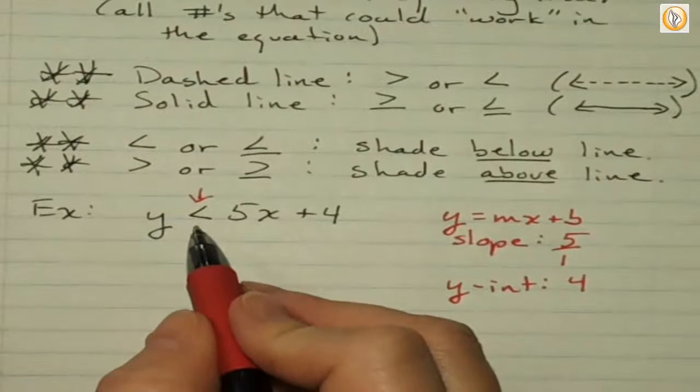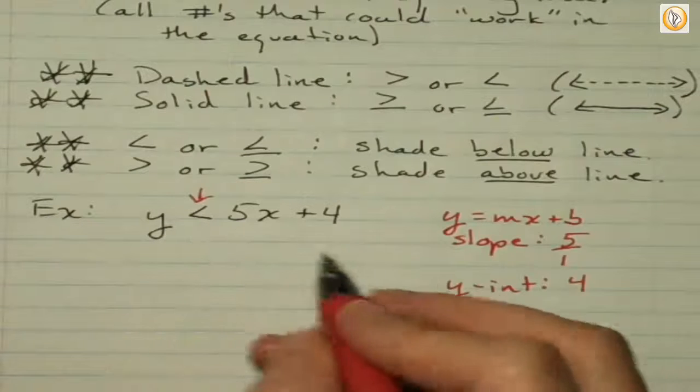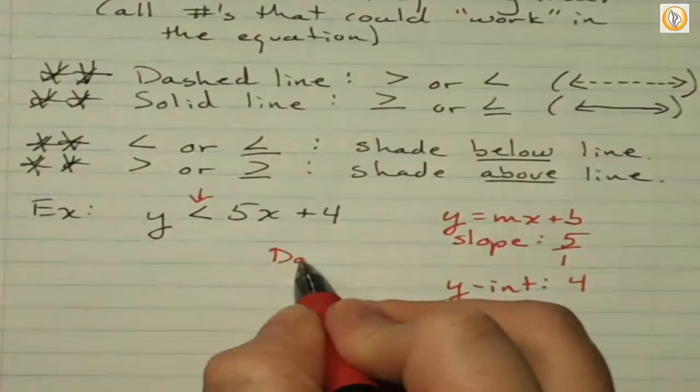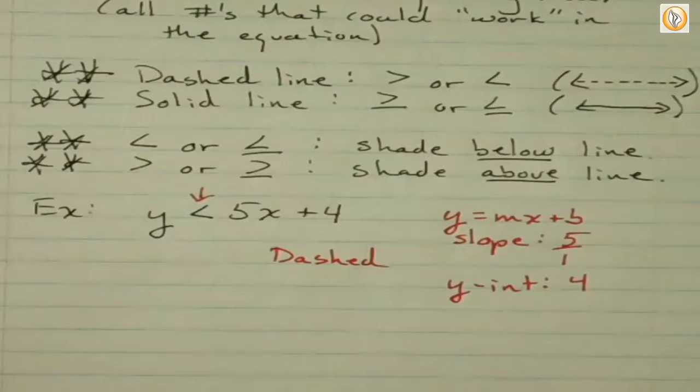Does everyone see that? Joseph, do you see this? So I'm going to write dashed. That's all I'm going to write. Dashed, so that when I start graphing, I'll remember.